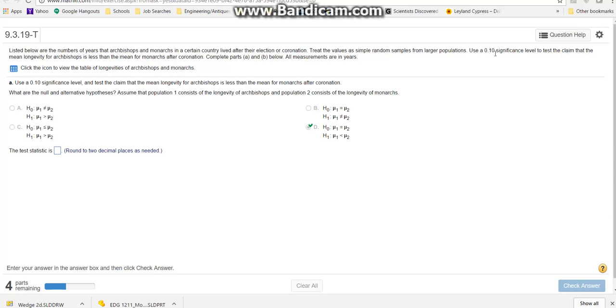We have an alpha of 0.1 and we want to test the claim that the longevity of archbishops is less than the mean of monarchs after coronation. So this means that the null and alternative are going to be as stated in D. The null is that they're equal. The alternative is that archbishops is less than monarchs. This is a one-tail test.